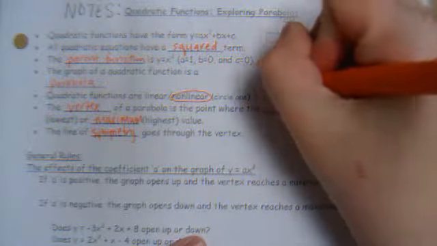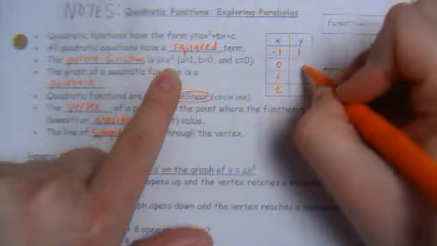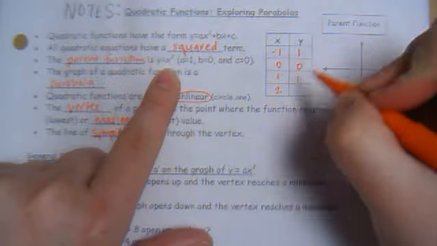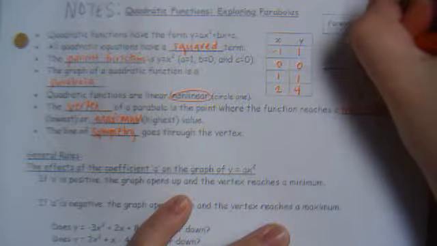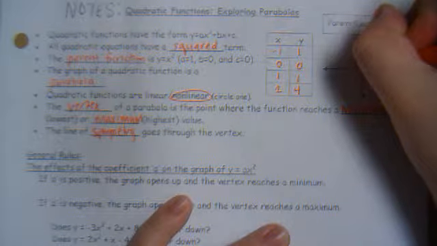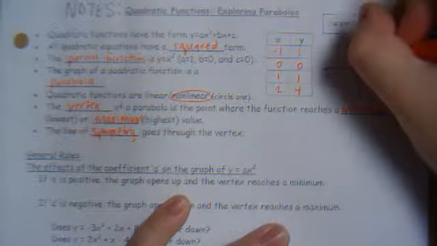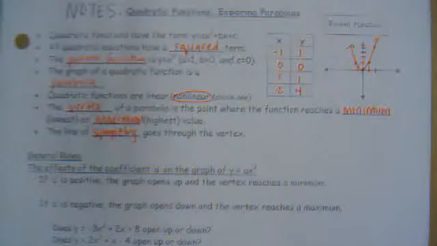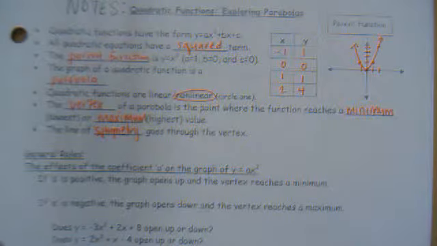So if we look at a graph, I'm just going to choose a couple values: -1, 0, 1, and 2. If we plug this in our parent function, -1 squared is 1, 0 squared is 0, 1 squared is 1, 2 squared is 4. And if I take that over here and I plot, so -1 is 1, 0 is 0, 1 is 1, 2 is 4. I have my parabola. It is U-shaped. So there's the top part.